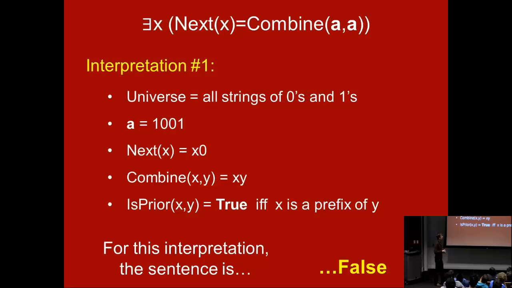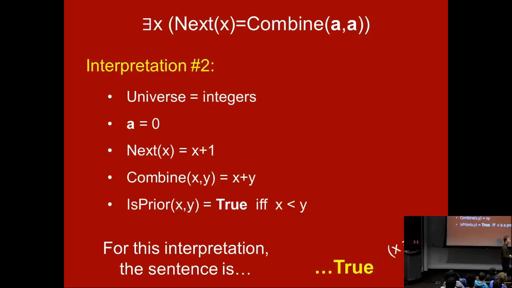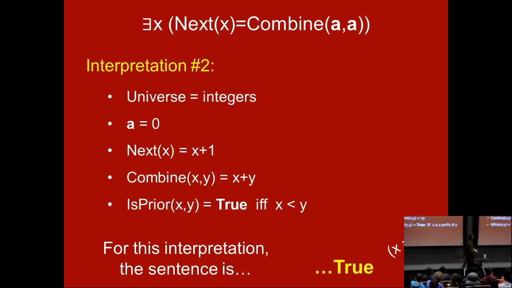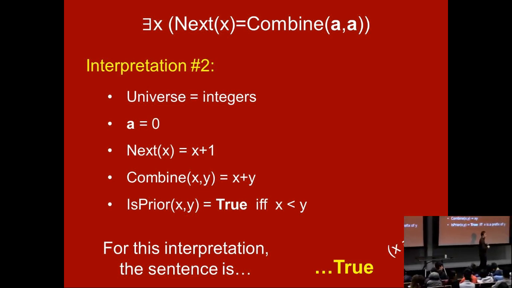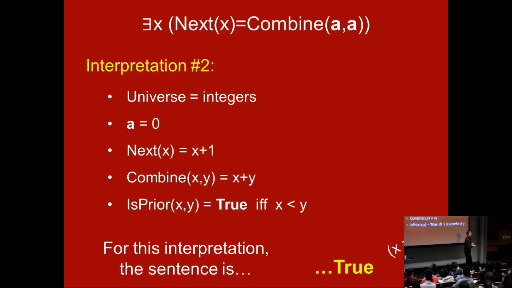Okay, so under this interpretation, now that I've given an interpretation, we can ask, is this sentence true or false? Can somebody tell me? We're getting some votes for false. That person way back there, do you have your hand up? You want to say why? False. Why? Because next of x creates a string which ends in 0.